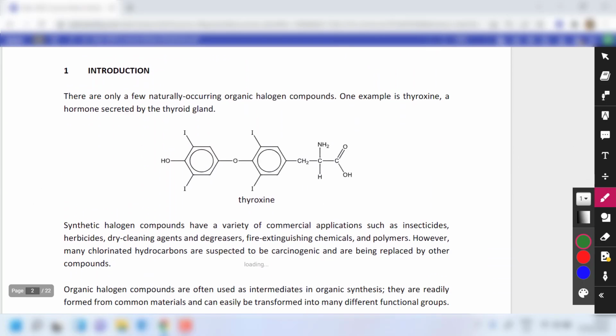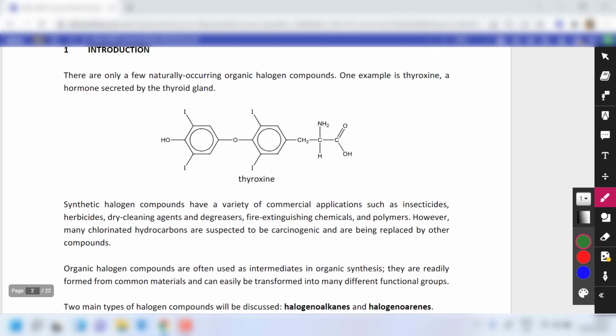As an introduction, there are certain compounds in our daily life, for example thyroxine, that are halogen derivatives. In this case, it contains the iodo group. But most other halogen derivatives are man-made. I think those of you who have lived long enough, or have read before from your econs or GP, have probably heard about CFCs.